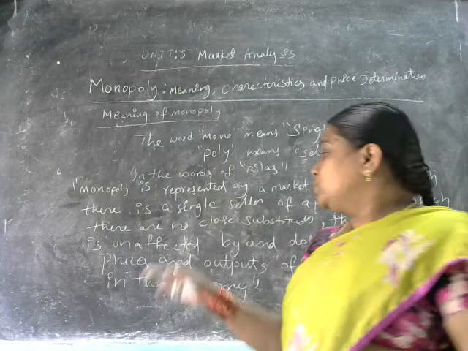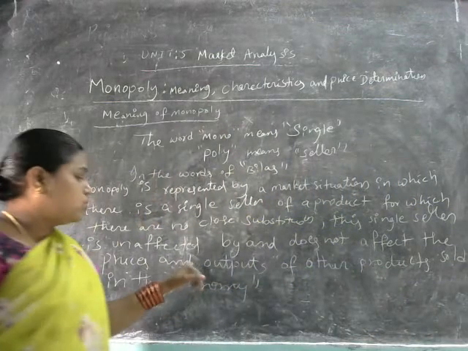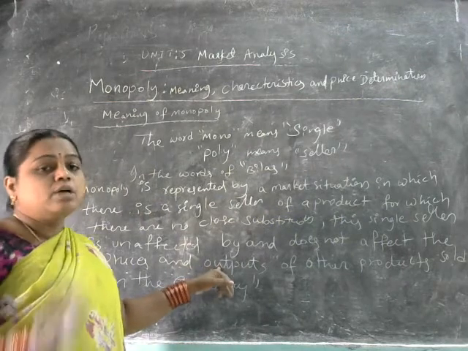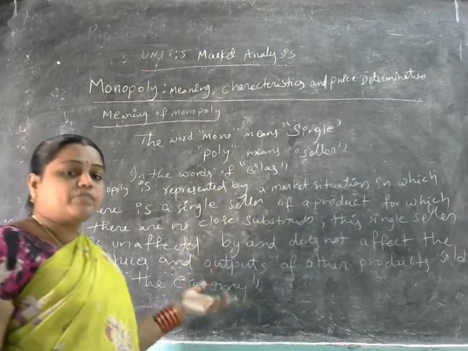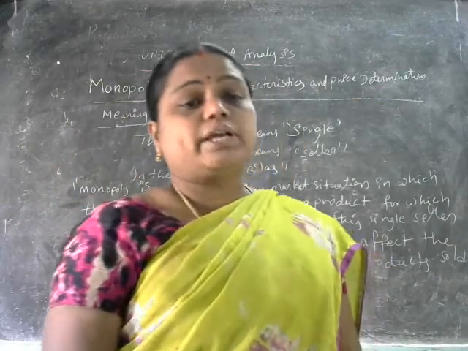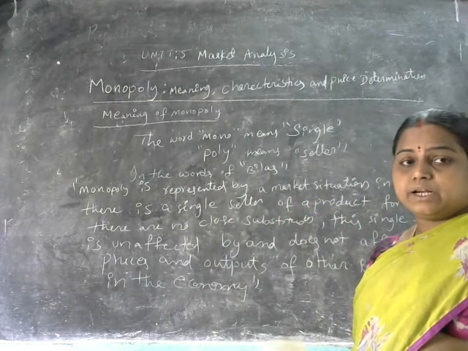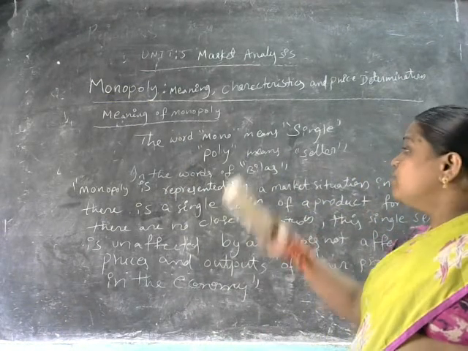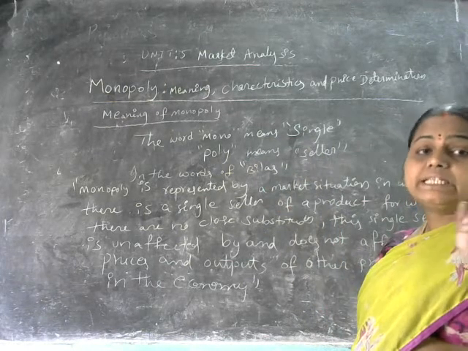So the prices of the substitute goods or the outputs of the other goods may not be affected, which cannot be affected by this particular single seller here. So that is the meaning of monopoly. I think you have clearly understood now. Mono means single, poly means seller. So in a monopoly, there exists only a single seller in the market.